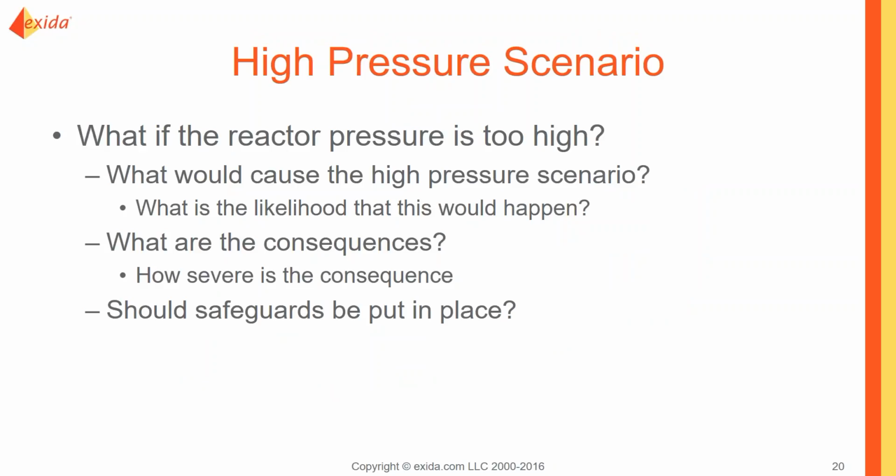So let's say, as an example, what if the pressure gets too high in your reactor? What would cause the high pressure scenario? And what is the likelihood that that would happen? What are the consequences of the pressure getting too high, and how severe are the consequences? So would you have a lost time injury? Would you cause a fatality? How severe would that consequence be? And if it is severe, what safeguards should be put in place?